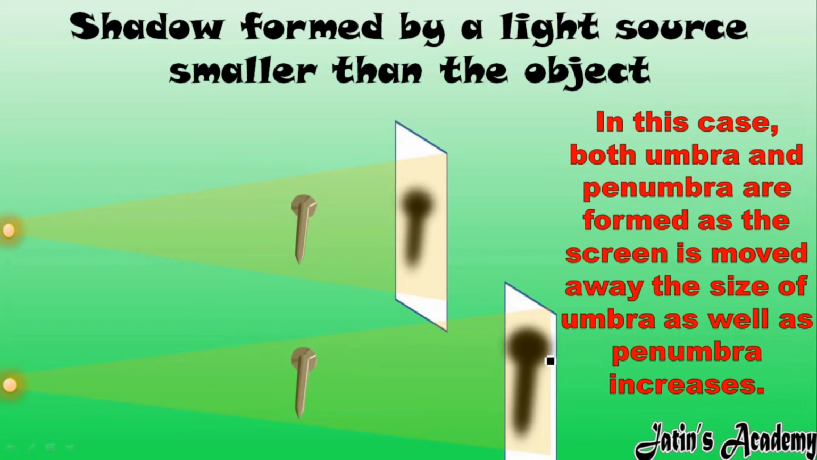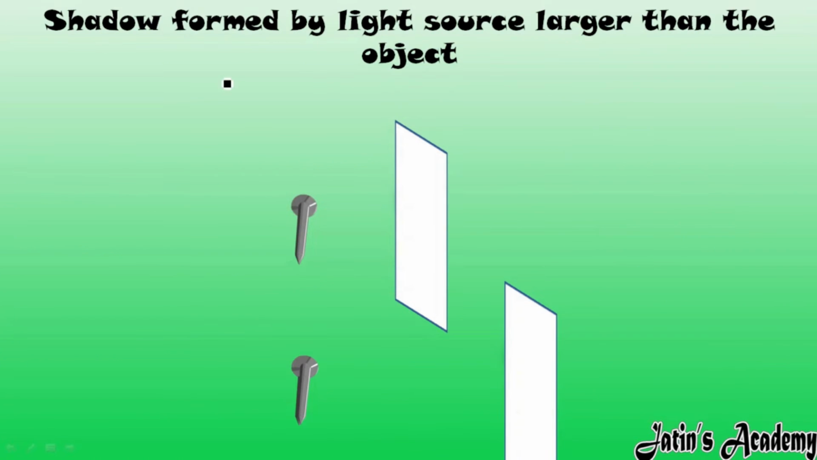Here you can see, whenever we take the screen away from the opaque object, with a small source of light and a larger opaque object, I have moved the screen backward, meaning the distance increases. In that case, the umbra as well as the penumbra size is going to increase. Now I am going to take the opposite, to see how shadows are formed by a light source larger than the opaque object.